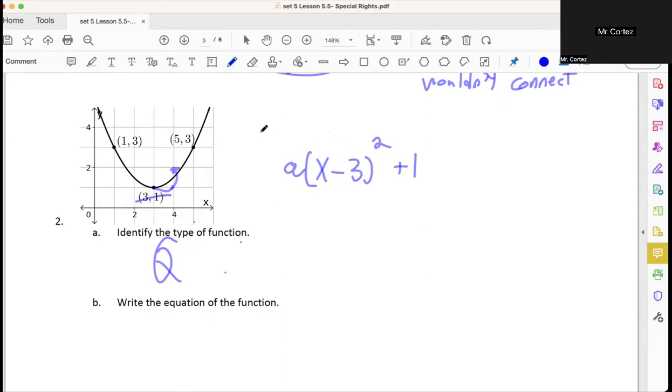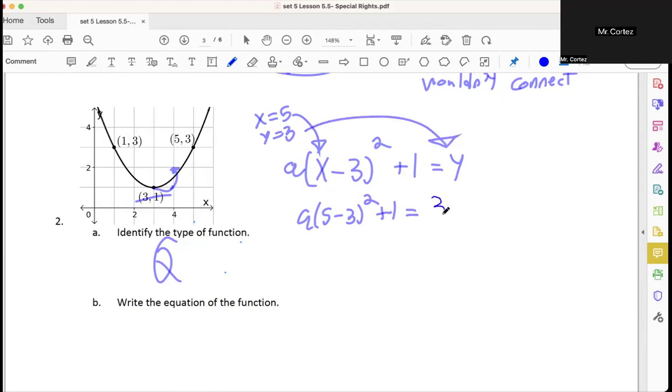So what am I going to do? I'm going to say that if x is 5, y should be 3, right? So I'm going to plug in where x is 5. Why am I doing this? Because there's probably a scale factor here, and I just want to make sure that I get it right. So notice how I put x in as 5, and I'm putting 3 in for y.